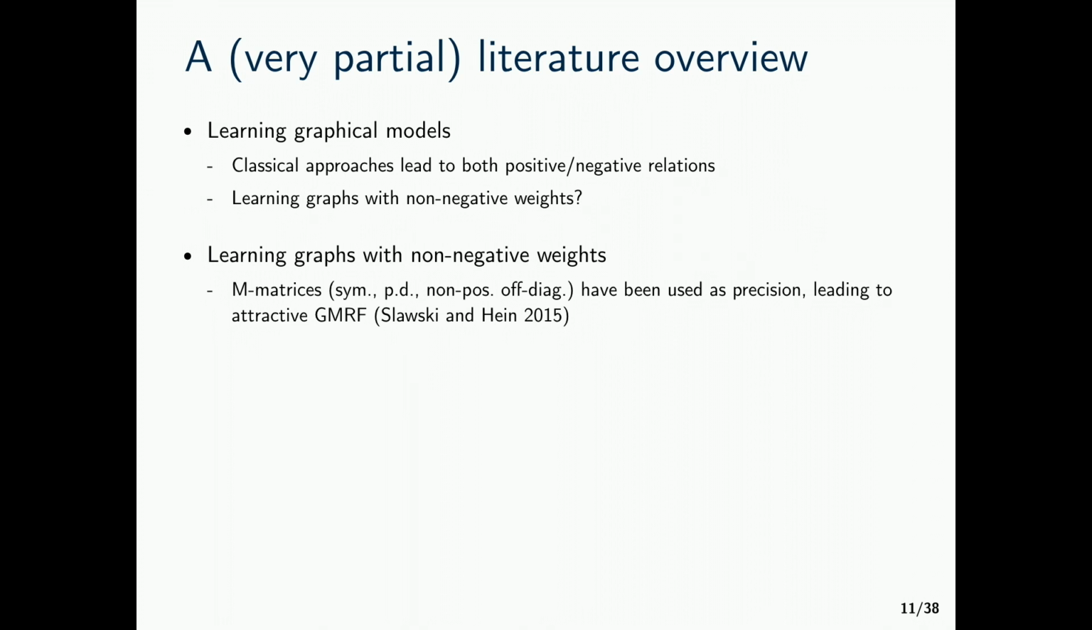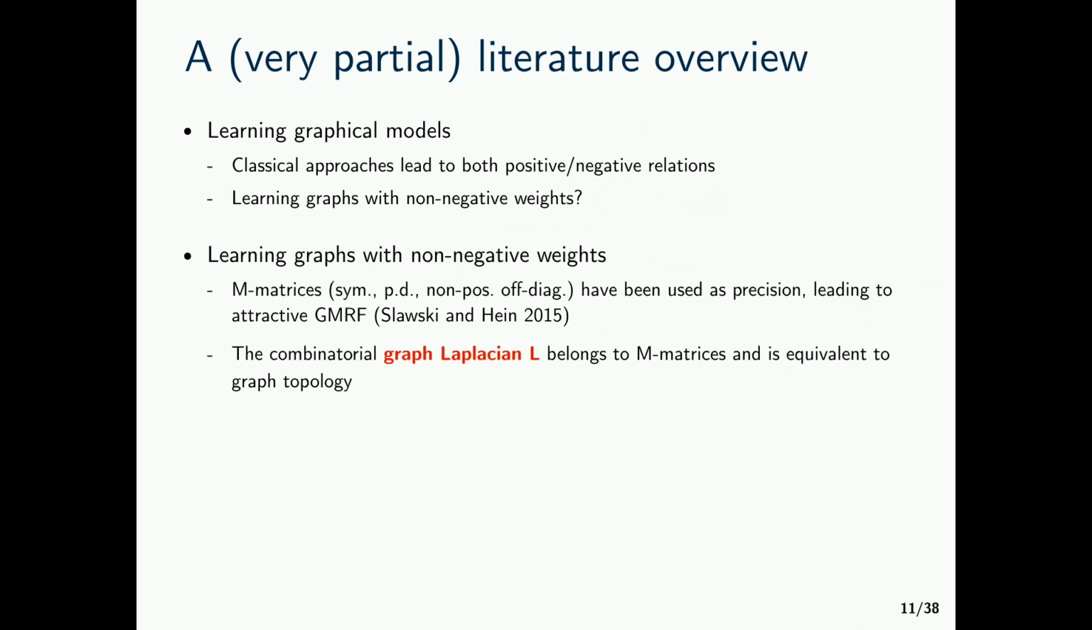In fact, if you adopt this kind of precision matrices, they lead to what is called an attractive Gaussian Markov random field. So it's a subclass of GMRF. Now the key thing is that, as we will see very quickly, the so-called graph Laplacian matrix L, which I will introduce soon, also belongs to these M matrices. Moreover, it's basically equivalent to the graph topology. It's equivalent to the adjacency matrix. Therefore, it makes sense for us to shift a bit and focus on learning the graph Laplacian as a specific instance of learning the precision matrices.